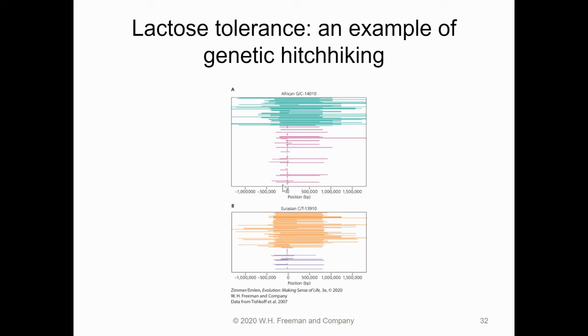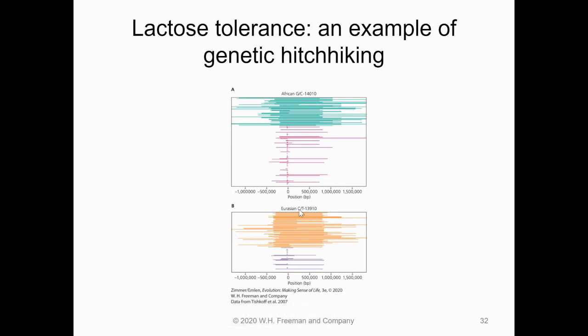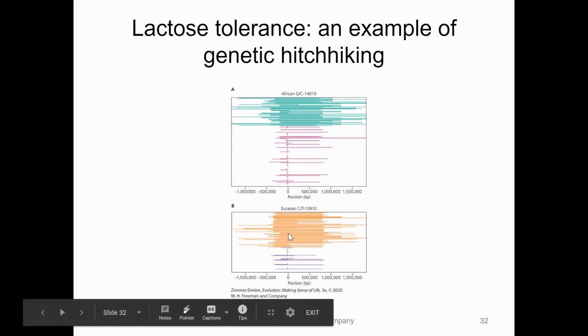They also looked at another population, this time Europe and Asia, where you saw those two hot spots. They have a different mutation, a C to a T at 13910. So it's a different region in the gene, but it produces the same phenotype. It enables lactase to persist after childhood and therefore break down lactose.